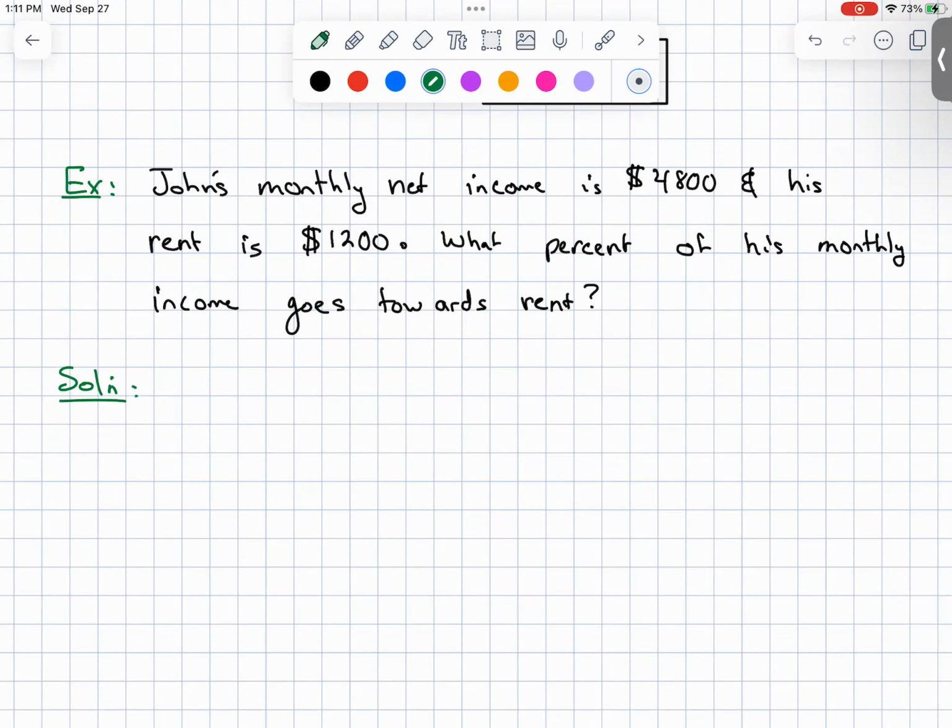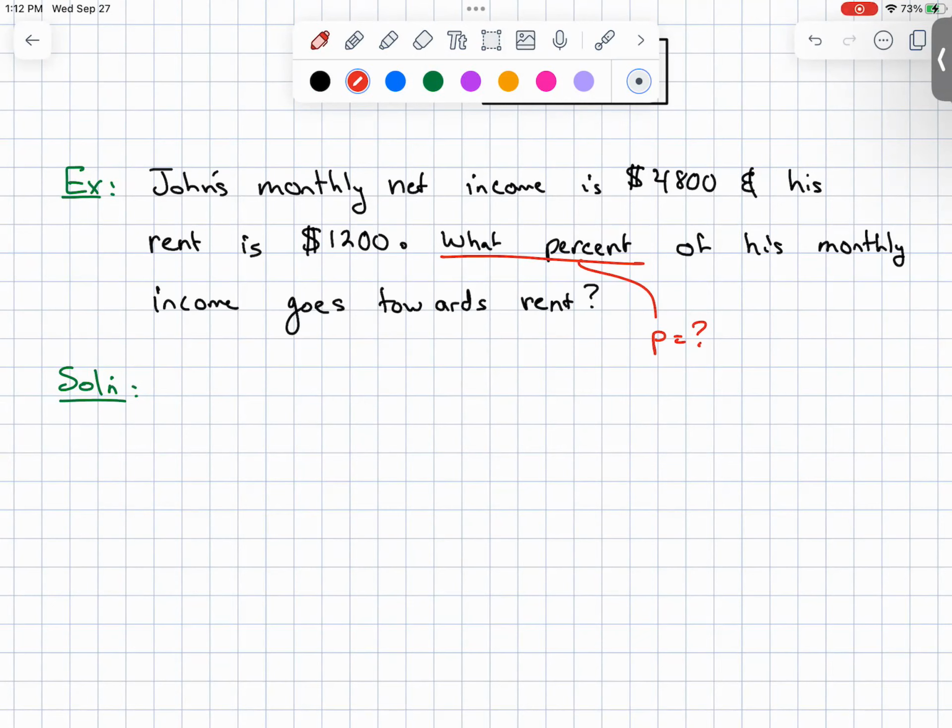Okay, so how do we break this down? What is the unknown? P, because it says what percent, that is the unknown. So right off the bat, we know that we're trying to find P. So what would B be? The 4,800, because that's of his monthly income.